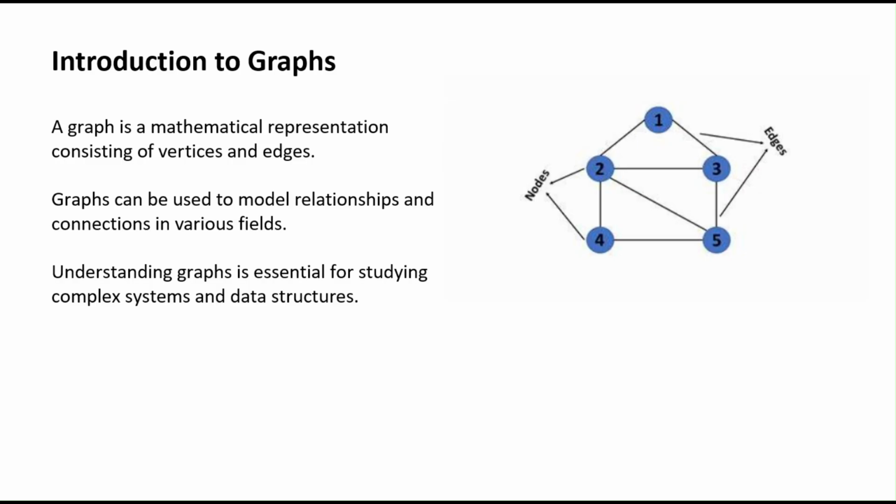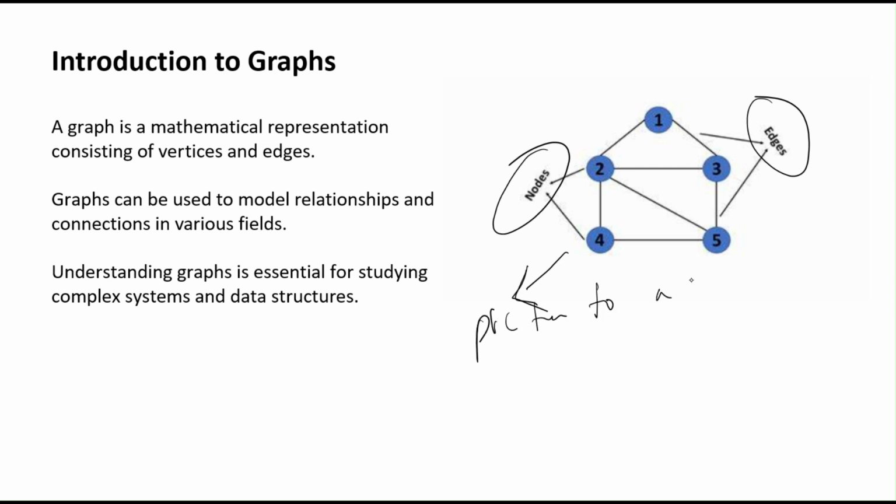Next, introduction of graphs. A graph is a mathematical representation consisting of vertices and edges. Graphs can be used to model relationships and connections in various fields. Understanding graphs is essential for studying complex systems and data structures. A graph is a combination of nodes and edges. It is a mathematical way, and it is like the picture of a computer.